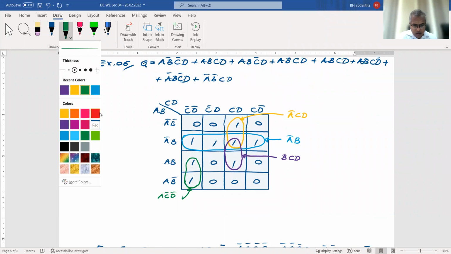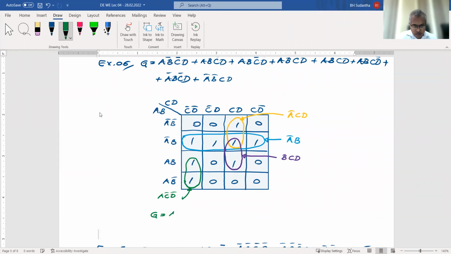Then we can write the new minimized equation: A, C bar, D bar, A bar, C, D, A bar, B, it's B, C, D.